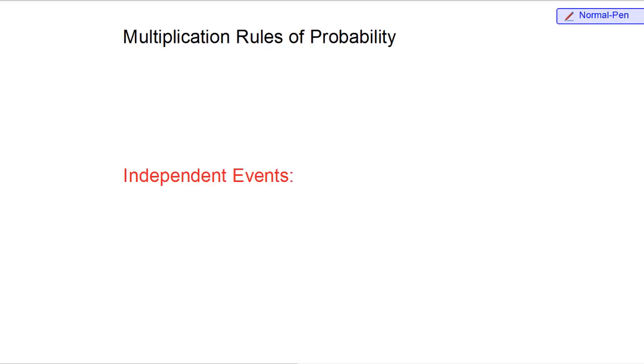In this video, we're going to talk about multiplication rules of probability. This is going to be used when we're finding the probability of events occurring in a sequence. Previously, we talked about events that occurred at the same time, and we used the addition rule. This time, we're going to talk about events occurring in a sequence.